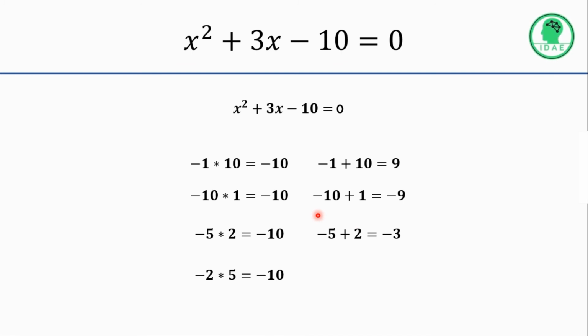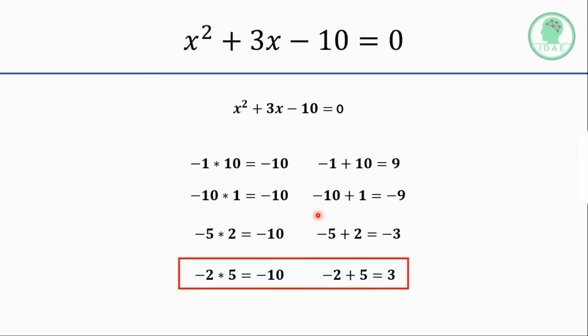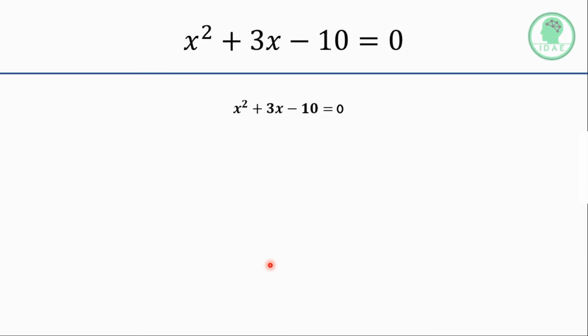All right. So we continue. Here we have negative 2 times 5, which is negative 10, and negative 2 plus 5, which is 3. Okay, and this is indeed what we want. So we found the two numbers that actually add up to 3 and multiply to negative 10. Perfect. So now we can simply factor the equation just by saying x minus 2 times x plus 5, all right? So we have done factoring, right? We factored the equation.